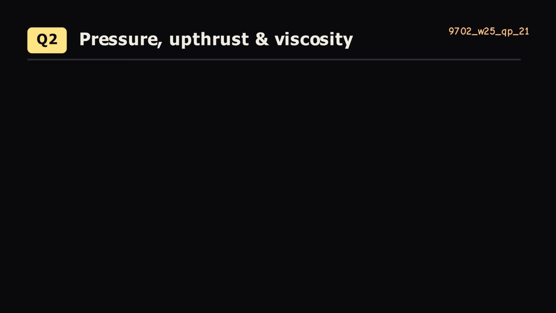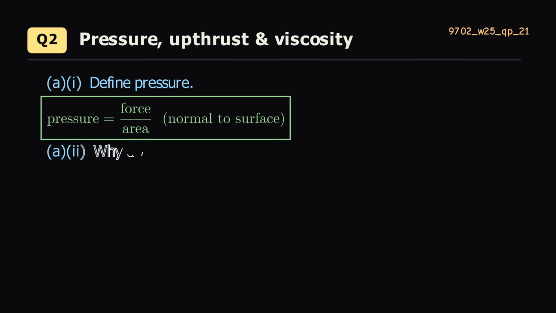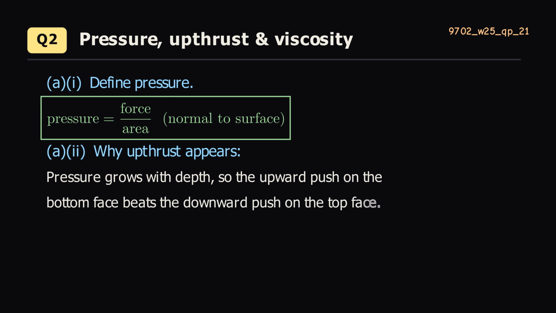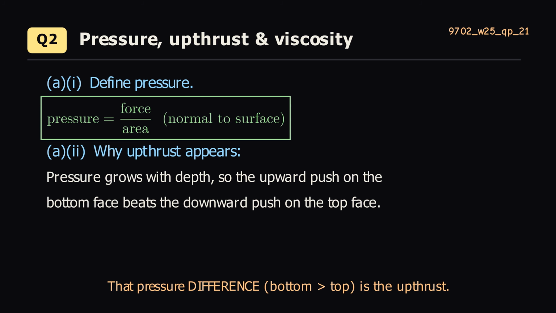Paper 9702, October-November 2025, Question Paper 21. Question 2. Pressure, upthrust, and viscosity. Part A. Pressure is force per unit area, normal to the surface. Upthrust appears because pressure increases with depth, so the upward push on the bottom face exceeds the downward push on the top.